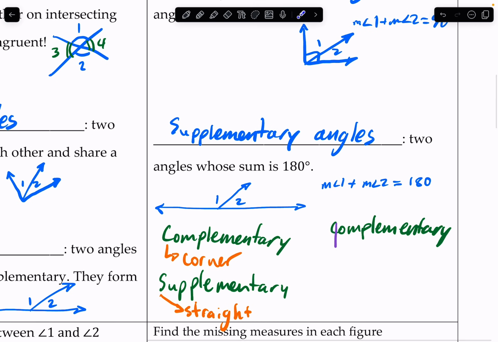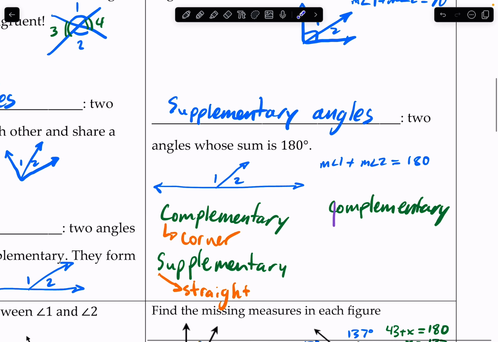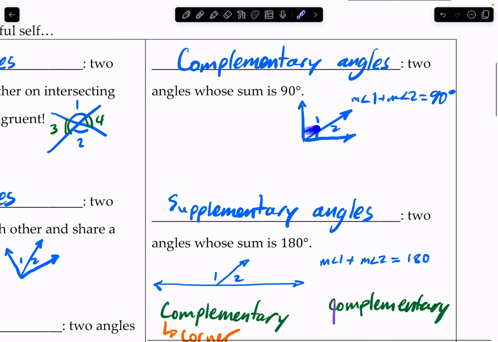Supplementary angles are angles whose sum is 180. We've got this picture back from our linear pair. Angle 1 plus angle 2, the measure of these two is going to equal 180. So supplementary angles create a 180-degree angle. Complementary angles create a 90-degree angle.